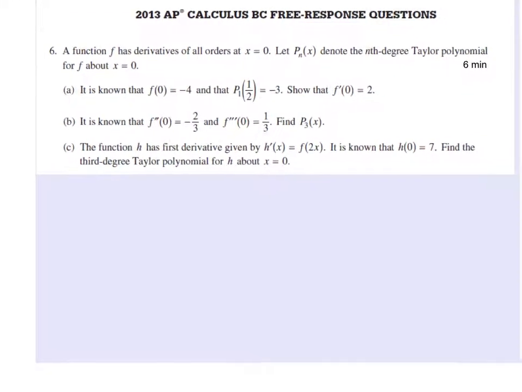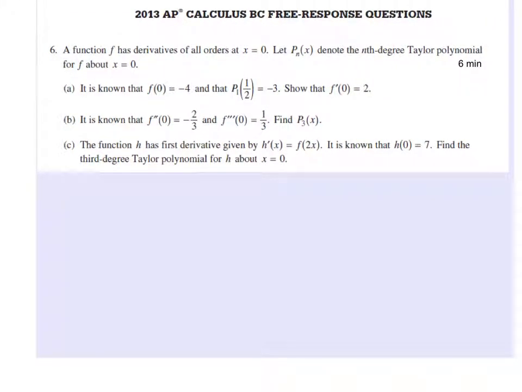Alright, so check this one out. It says a function f has derivatives of all orders at x equals 0. That right there is going to tell you that it's a Maclaurin series. It says Taylor right here, but this is a Maclaurin series, okay? So it is known that f of 0 is negative 4, and p, the first degree polynomial, with 1/2 plugged in is negative 3. So show that f prime of 0 is 2.